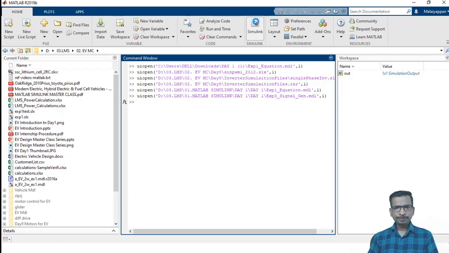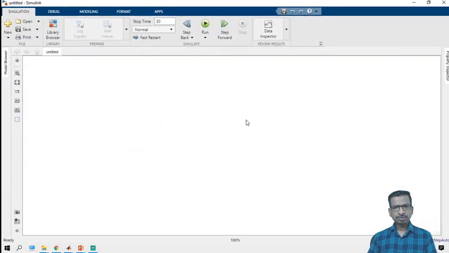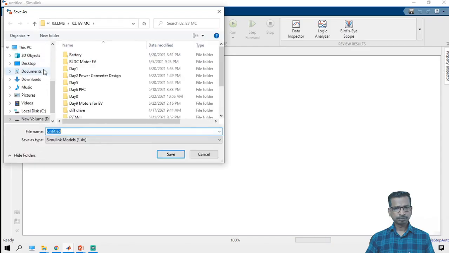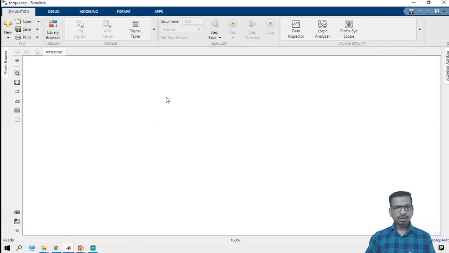Just go to Simulink, create one blank model. Okay. So now let us take a DC motor. Now we will start the DC motor and then we will try to operate it at the maximum load. So for that we need a DC supply.